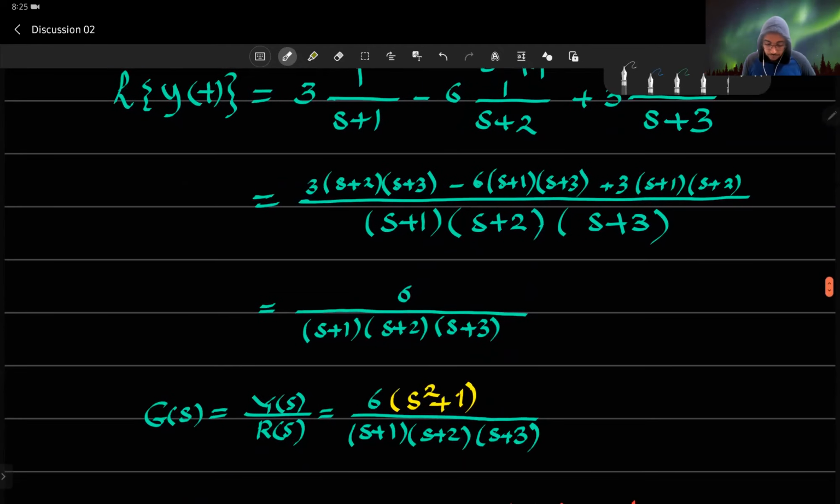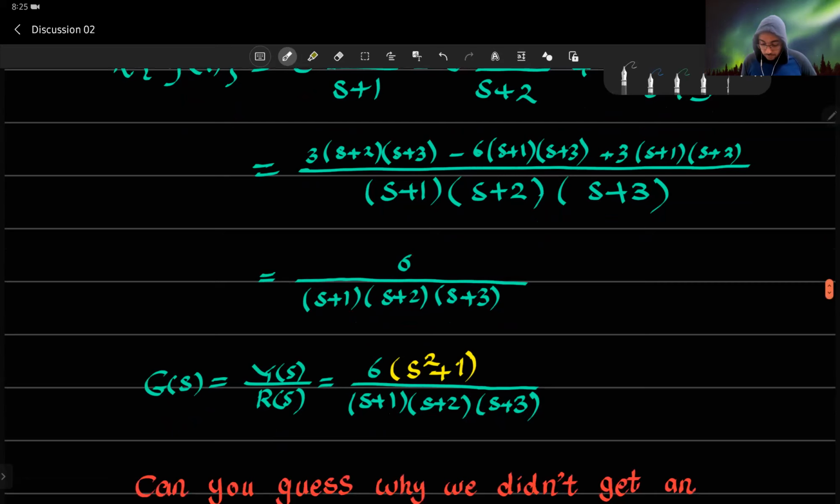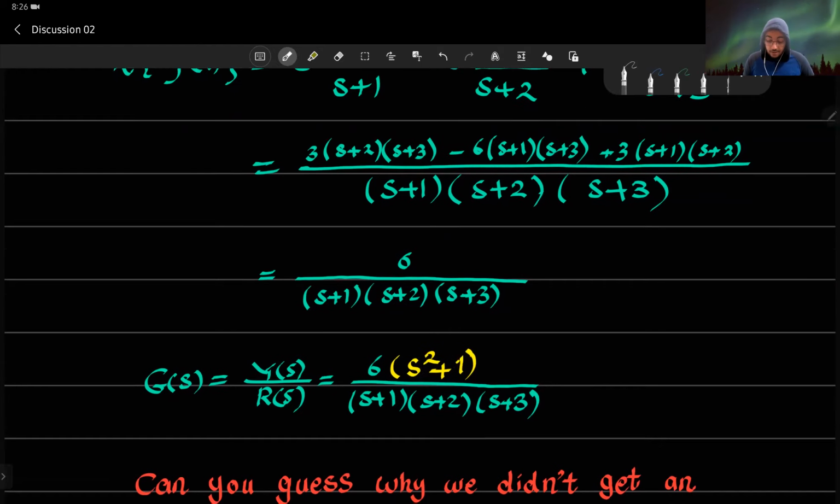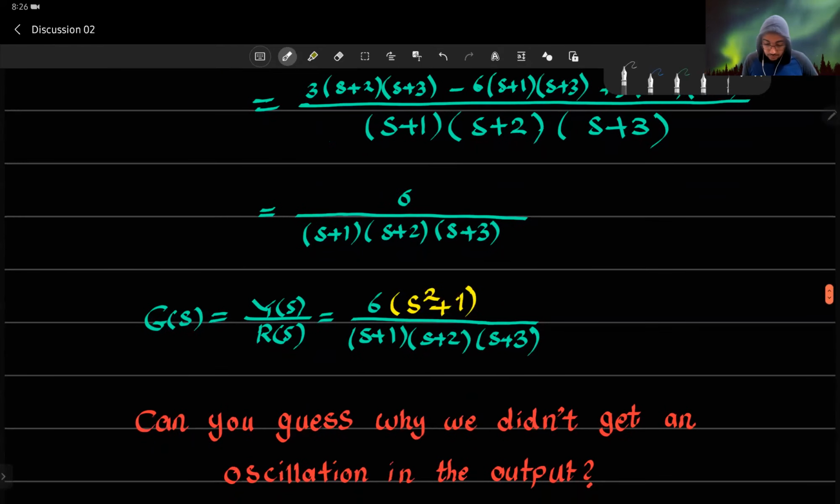so now G(s) is going to be equal to Y(s) divided by R(s), which means that it's going to be equal to 6 times (s squared plus 1) divided by this expression. And notice that we got an s squared plus 1 in the numerator. Okay. Now, let me ask you this question and see if you can figure it out. Can you guess why we did not get an oscillation in the output, even though we applied an oscillation to the input? From the look of this transfer function.